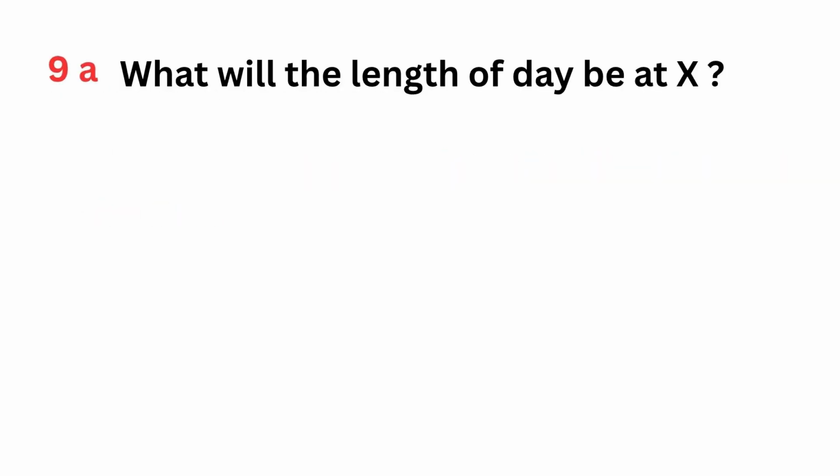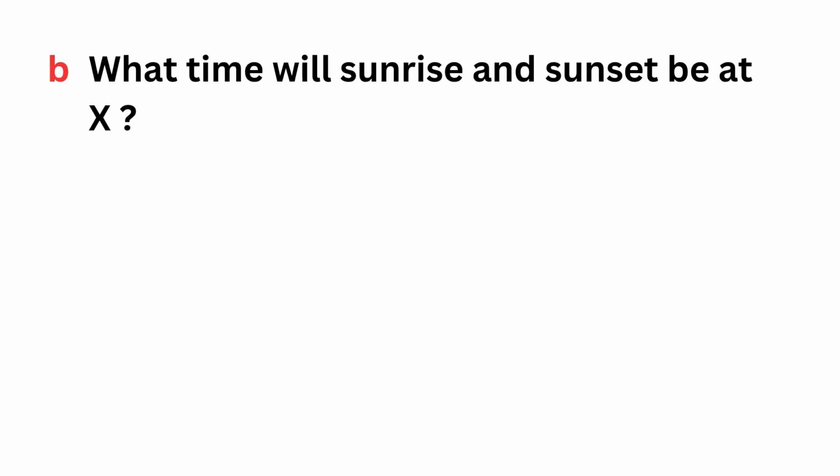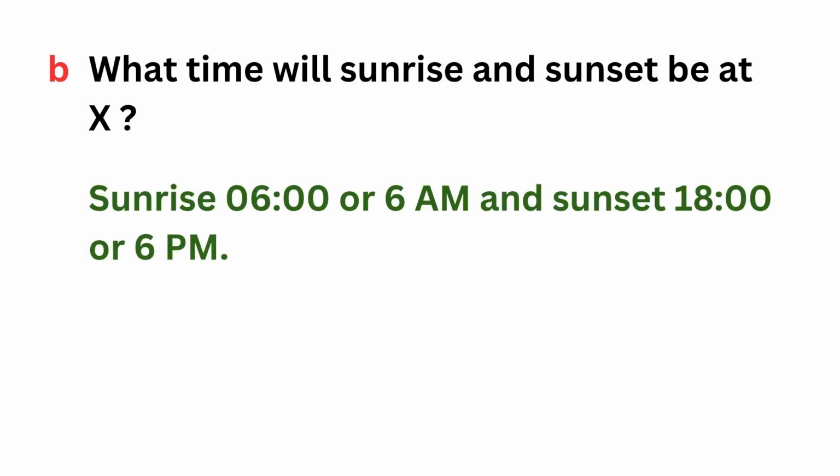The northern hemisphere is tilted towards the sun. Question 9a. What will the length of day be at X? 12 hours. Question B. What time will sunrise and sunset be at X? Sunrise 6 or 6 a.m. and sunset 18 or 6 p.m.